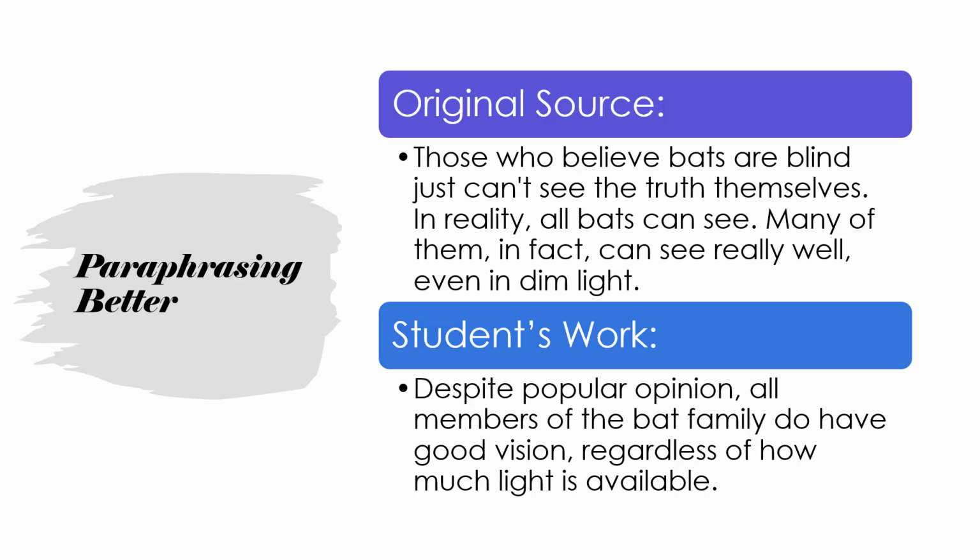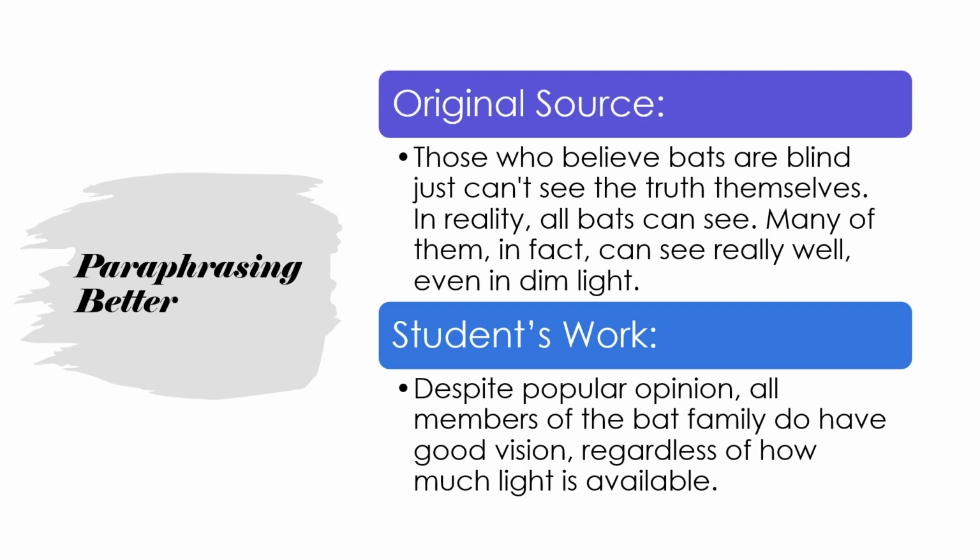So how could we do this a little bit better? We get the main idea, all right? So the main idea from this original source is, yeah, we all think bats are blind, but they're not. They can see, and it doesn't matter how much light there is. They can still see. So let's talk about that. Despite popular opinion, all members of the bat family do have good vision, regardless of how much light is available.